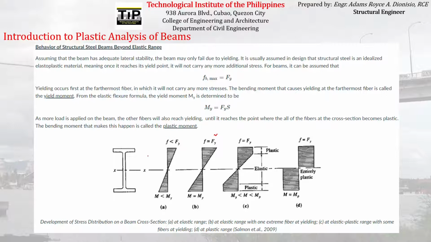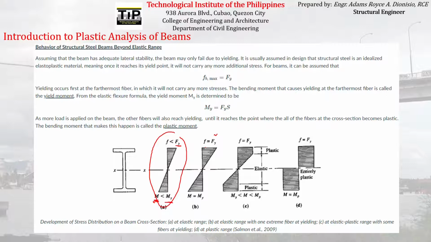Kanina, nung elastic pa siya, yung variation ng flexural stresses natin ganito pa. Okay, ibig sabihin, yung moment na nararamdaman niya, mababa pa. Hindi pa siya kasing laki ng My, yung yield moment. So, therefore, yung flexural stresses na nararamdaman at the depth of the whole cross-section, mas maliit pa kaysa sa Fy. Hindi pa siya nag-yield eh.